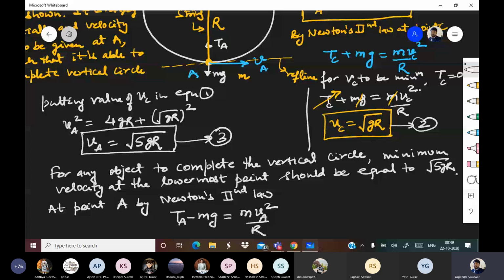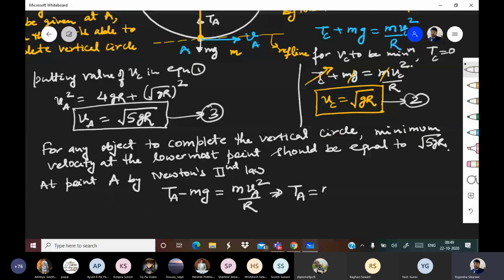So when we solve further, we get TA is equal to mg plus mVa square by r. Now what is the value of VA? It is root 5gr. So TA comes out to be 6mg. Keep that in mind.